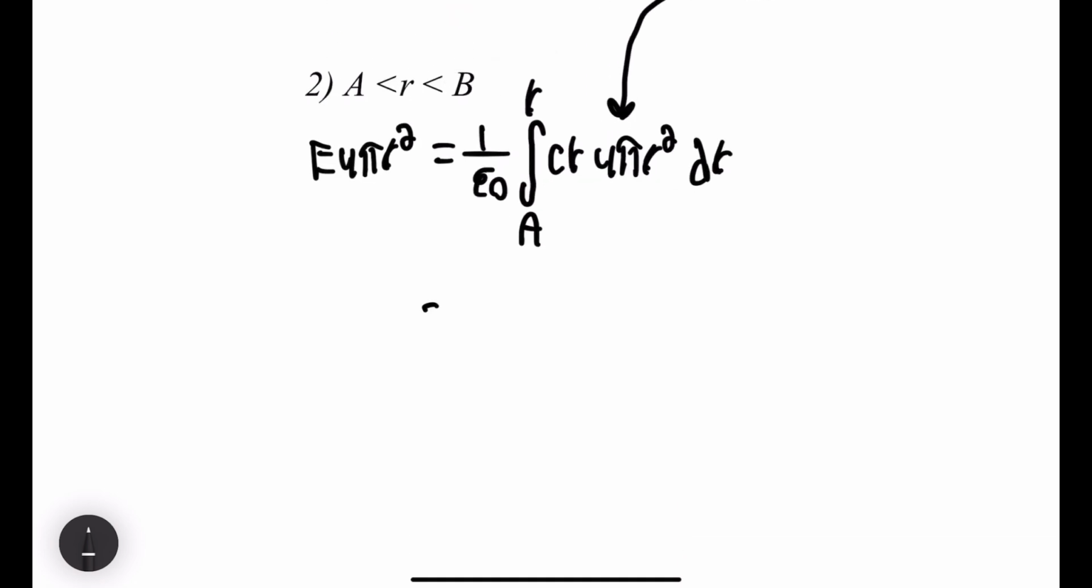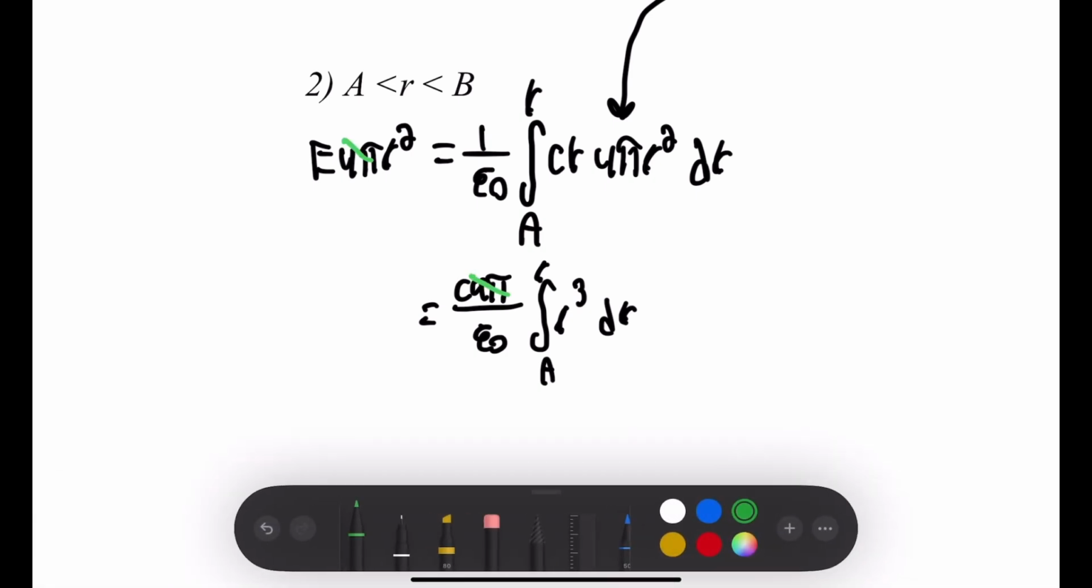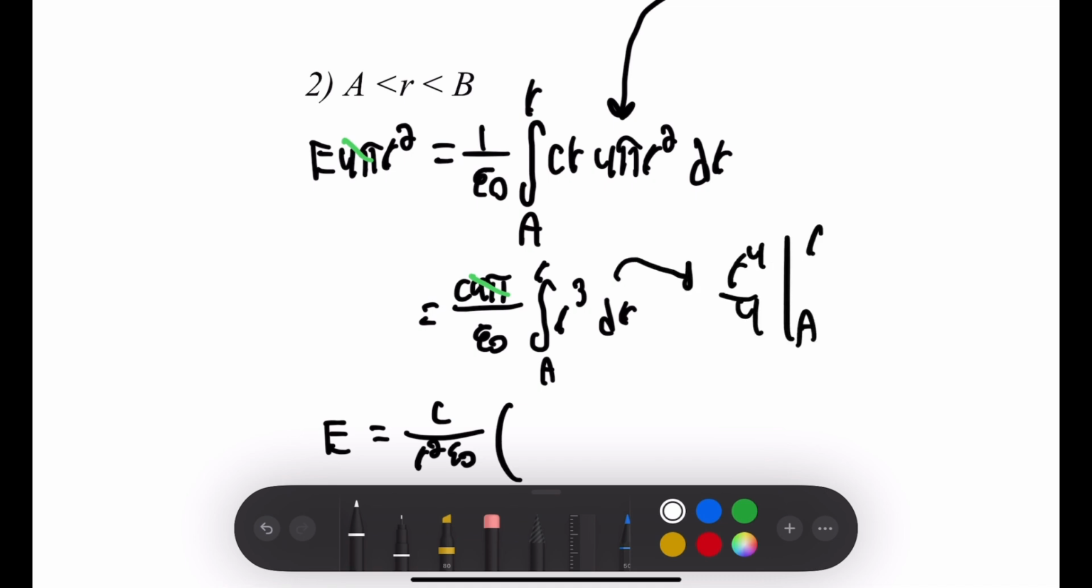So I can pull out some of the constants, the C 4 pi over epsilon naught, and the integral from A to R of r cubed dr. I can cancel out the 4 pi's, and then divide by r squared as well. So E would be C over r squared epsilon naught, and then this would be r to the 4th over 4, evaluated from A to r. So I would have r to the 4th over 4 minus a to the 4th over 4. This would be radially out.